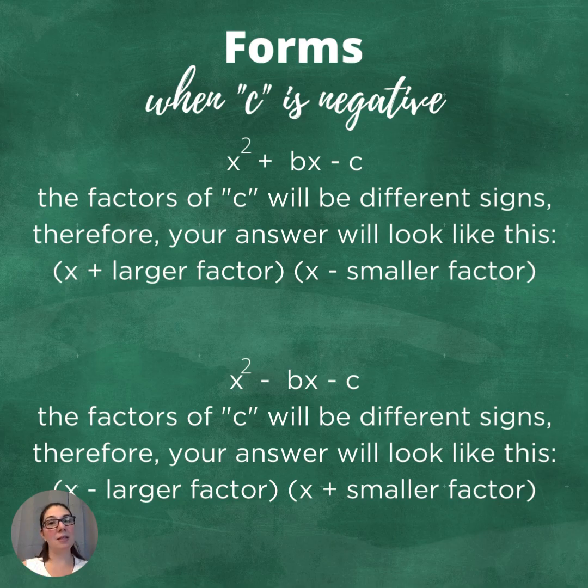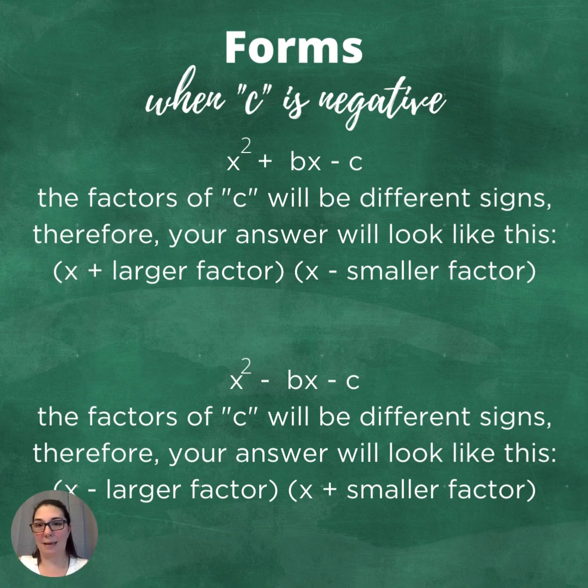So, summing the c negative part up, the two factors, one will be positive, one will be negative. If your bx is a positive value, the larger factor is going to be positive. If your bx is a negative value, then the larger factor is going to be negative.